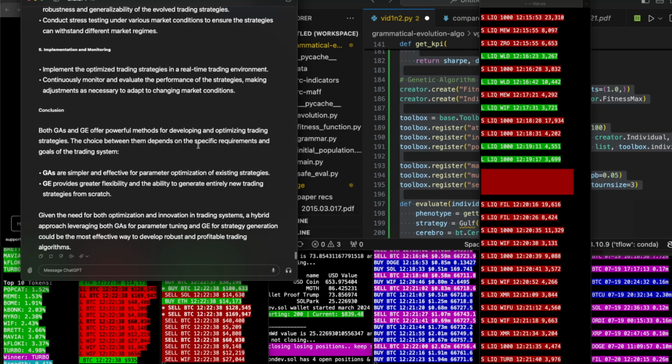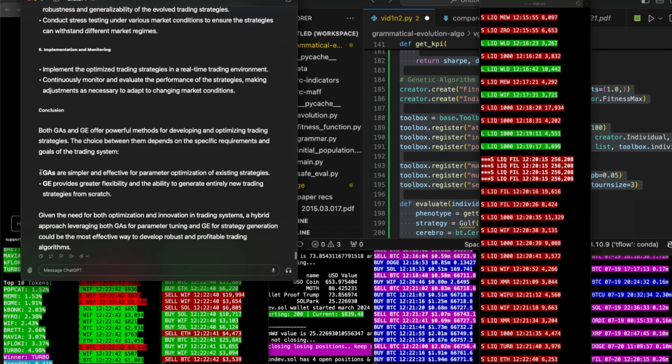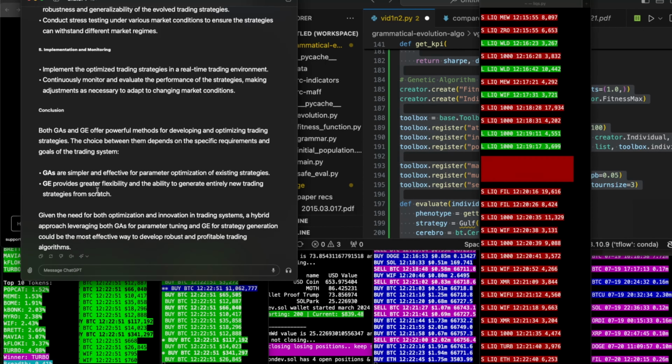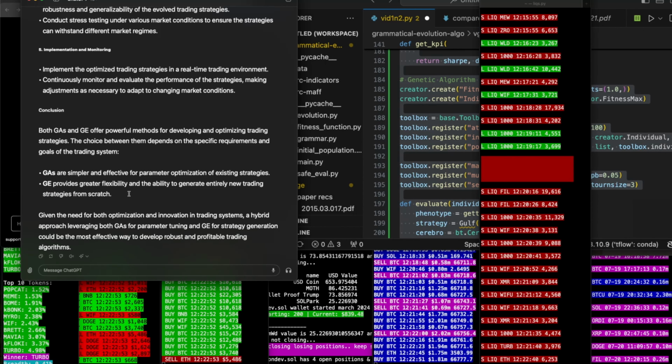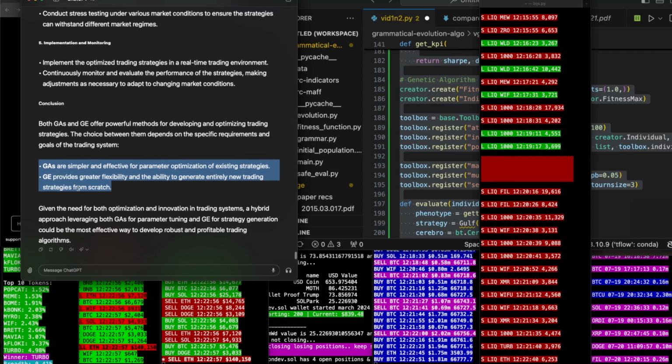The choice between them depends on the specific requirements and goals of the trading system. GAs, genetic algorithms, are simpler and effective for parameter optimization of strategies. GEs provide greater flexibility and the ability to generate entirely new trading strategies from scratch. I like that. I'm excited about that.